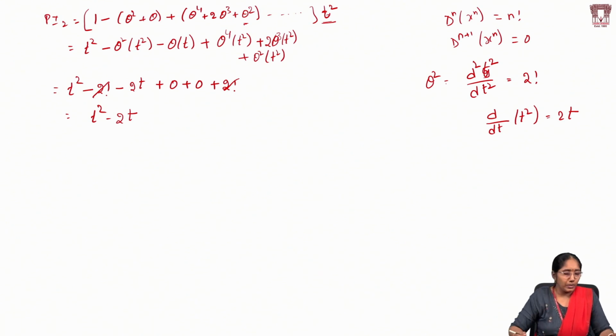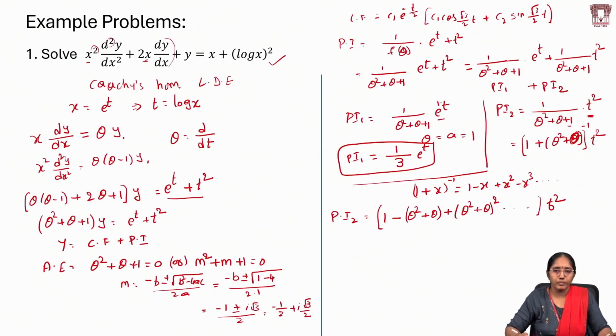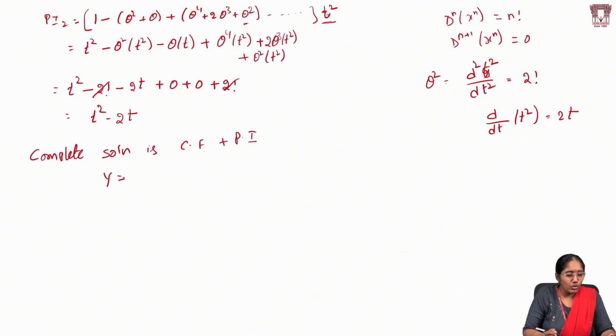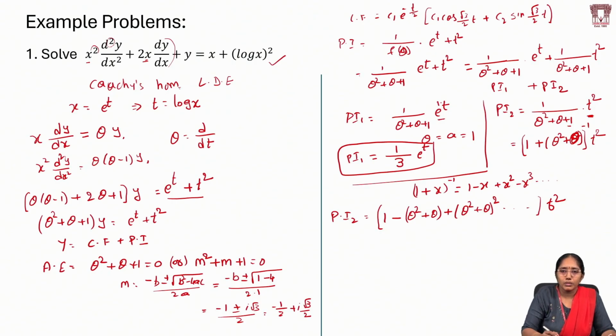So now pi1 is over. Here we got the value of pi1 and pi2. Now we will write the complete solution. So what is the complete solution? The complete solution is complementary function plus particular integral. So y is equal to complementary function. Here the complementary function is this.